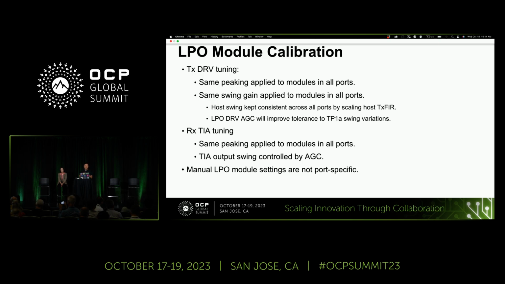Basically, the point here is that the same pickings should be applied to modules in all ports. And the same swing gain should be applied to modules in all ports as well. To support this, the host swing should be consistent across all ports by scaling all the TXFIRs. For example, for the shorter trace, we would scale the taps down to a certain level so that the TX swing is uniform across all the ports.